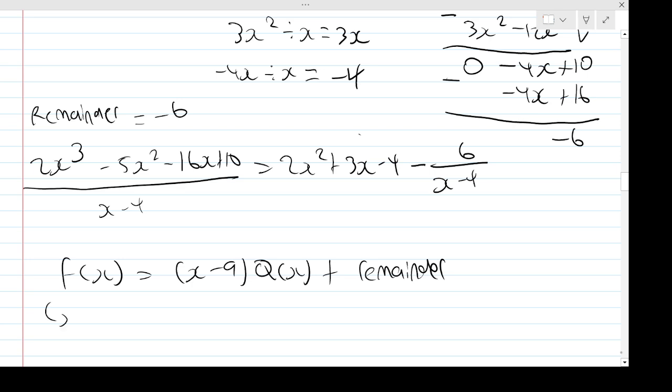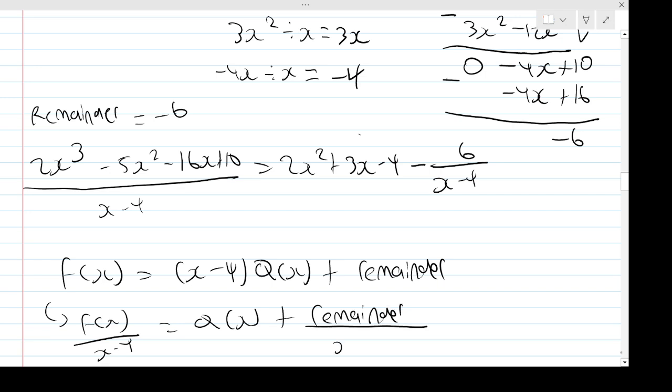If we then divided by x minus 4, f of x over x minus 4, we then get the quotient q of x, because dividing that by x minus 4 just gets rid of that, and you're just left with q of x, the quotient function, and then the remainder number over x minus 4. But that's what we got. We got the quotient here, which was q of x, and then the remainder of minus 6 over x minus 4. Okay, and so that is basically what the division theorem is, even though it looks a bit abstract.